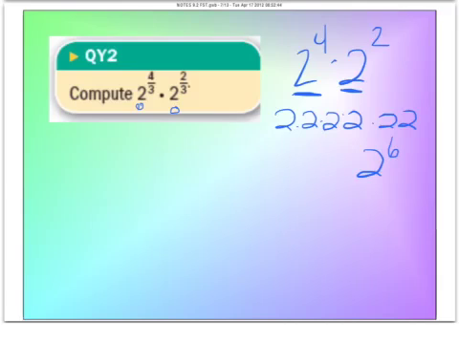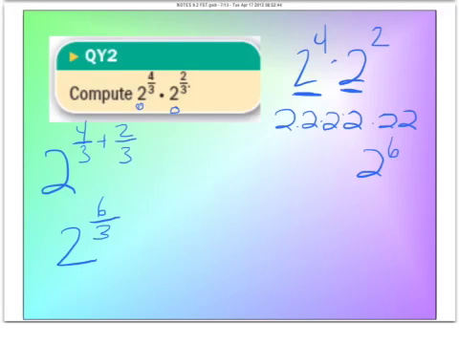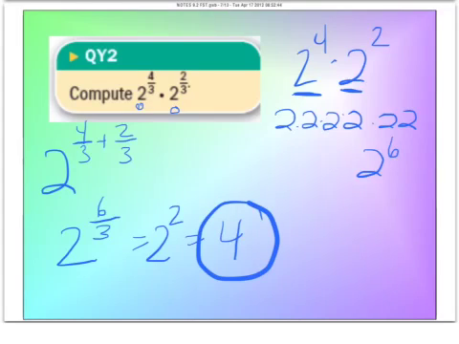Same thing here. To add the exponents, you're going to do 4/3 plus 2/3. Now, these are rational exponents, and they're fractions, so you have to remember how to add fractions. You just need a common denominator, which we do have. So this is going to be 2 to the 6/3 power. Well, 6/3 is just 2, so it's 2 squared, or the answer for this problem is 4.